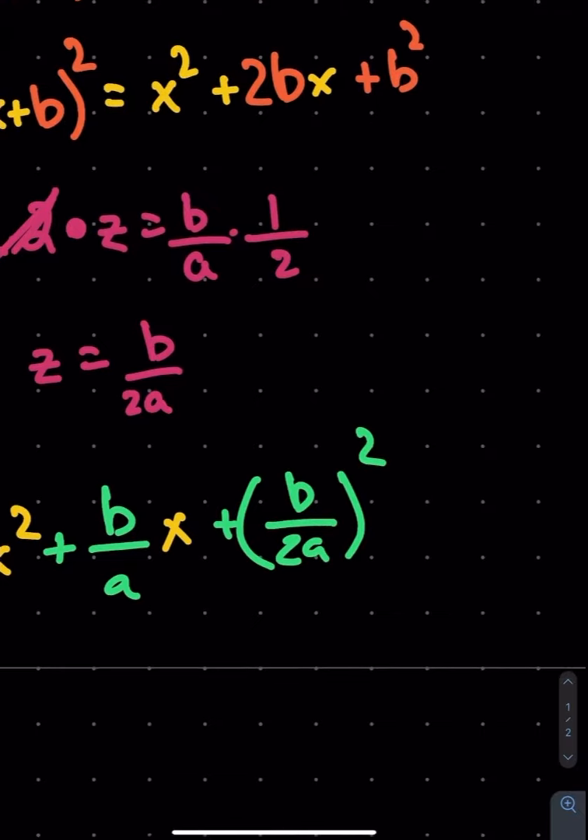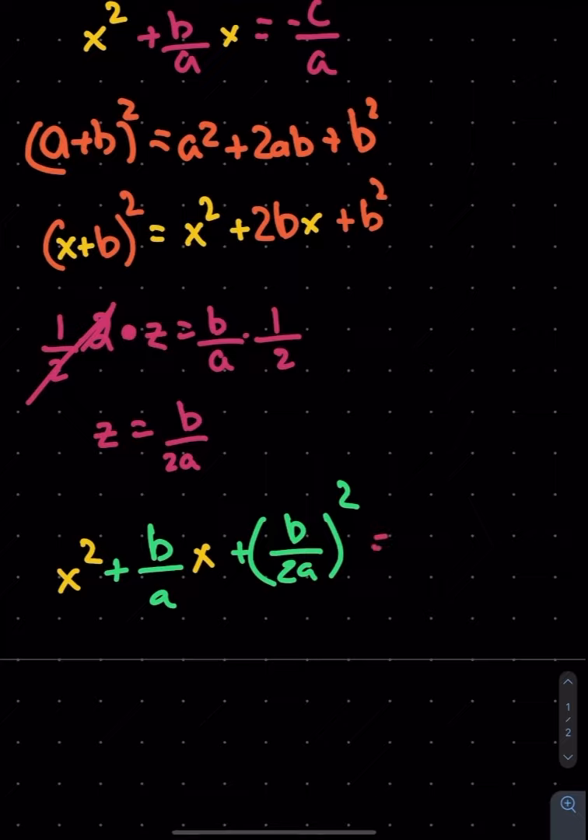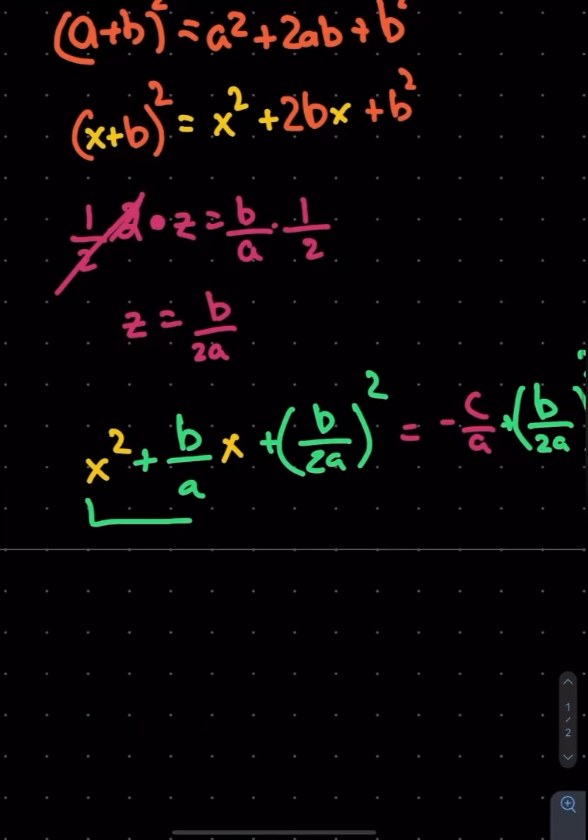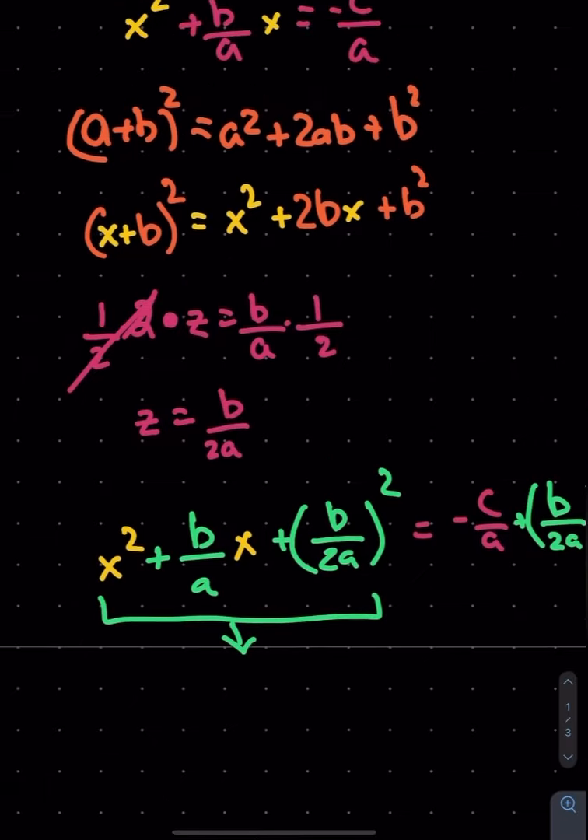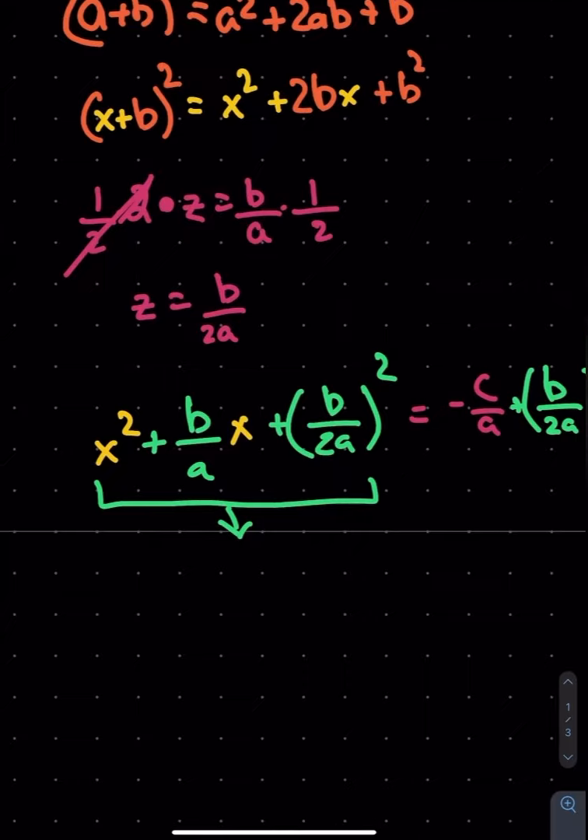Now, since I did it to one side of the equation, I need to do the other side, which is negative c over a. So it's equal to negative c over a plus b over 2a whole squared. So now this whole term, what does it become? Well, it just becomes x plus b over 2a. And we're done. And this thing will square, right? Because of whatever's written over here.